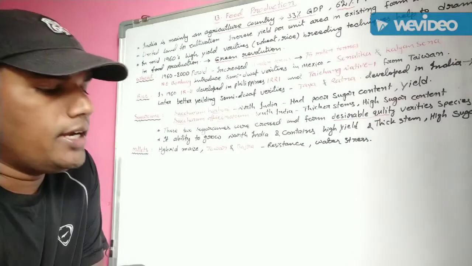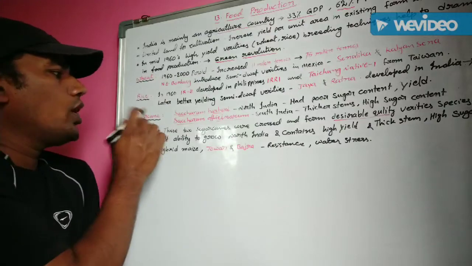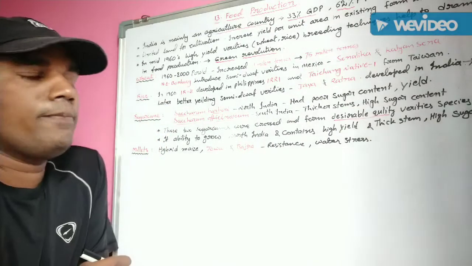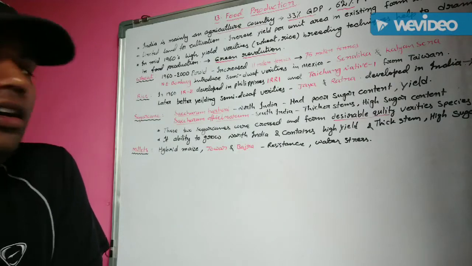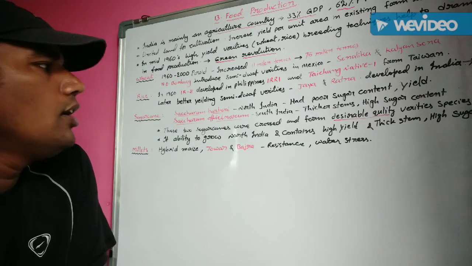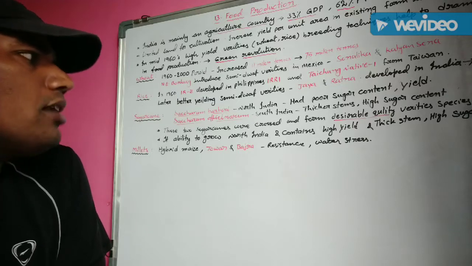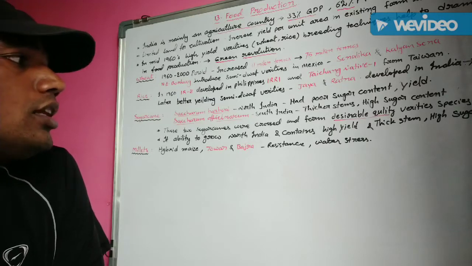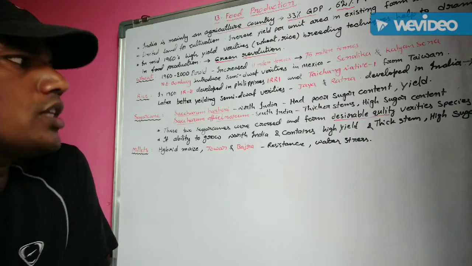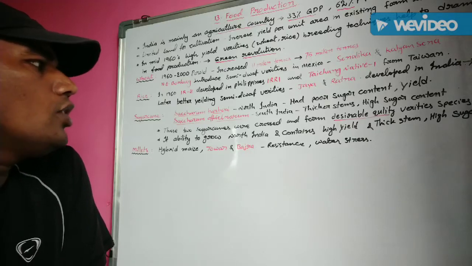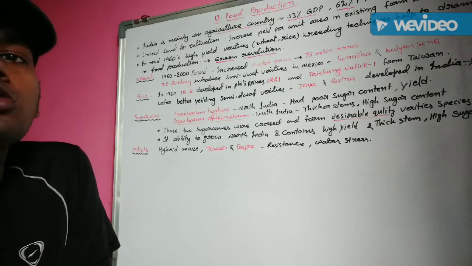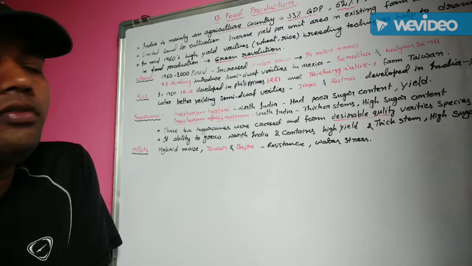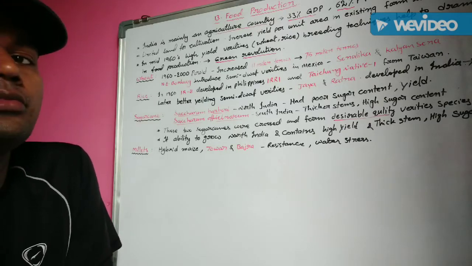Indian high yielding varieties of sugarcane. Scientifically, this sugarcane is called Saccharum barberi. Saccharum barberi is especially grown in North India, not in South India. It had poor sugar content and also poor yield. Very poor sugar content.